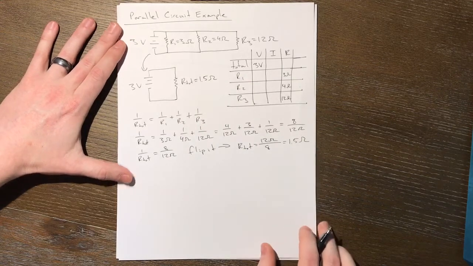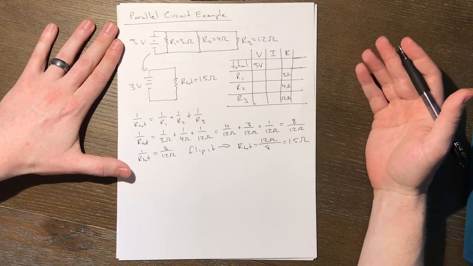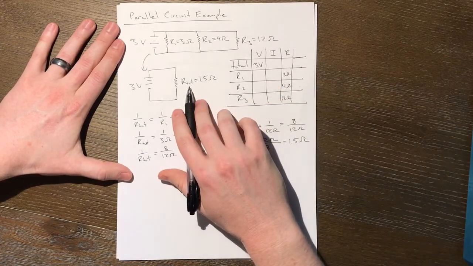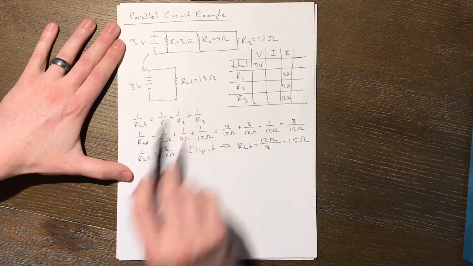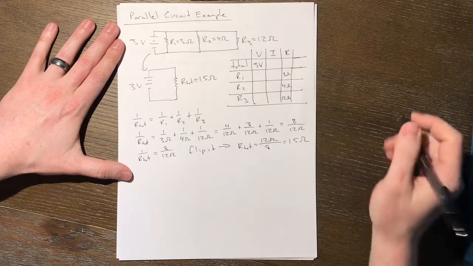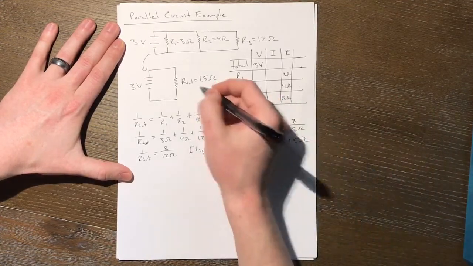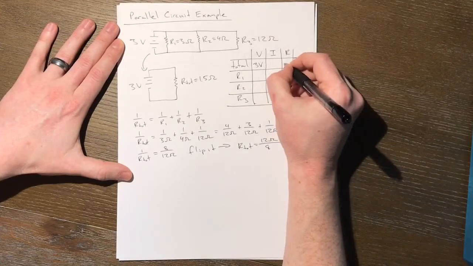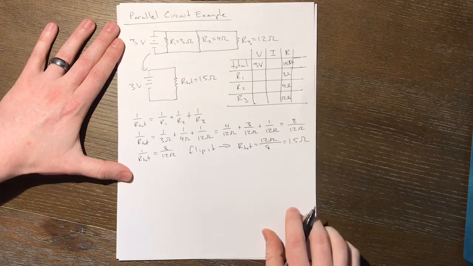And I forgot to mention it earlier, but you guys may have noticed when we added up resistors in series, the total resistance got bigger. When we added up resistors in parallel, that total resistance got smaller. That's not an accident. That always happens in that fashion. All right, well, our total is 1.5 ohms. We can add that to our data table. 1.5 ohms for our total.